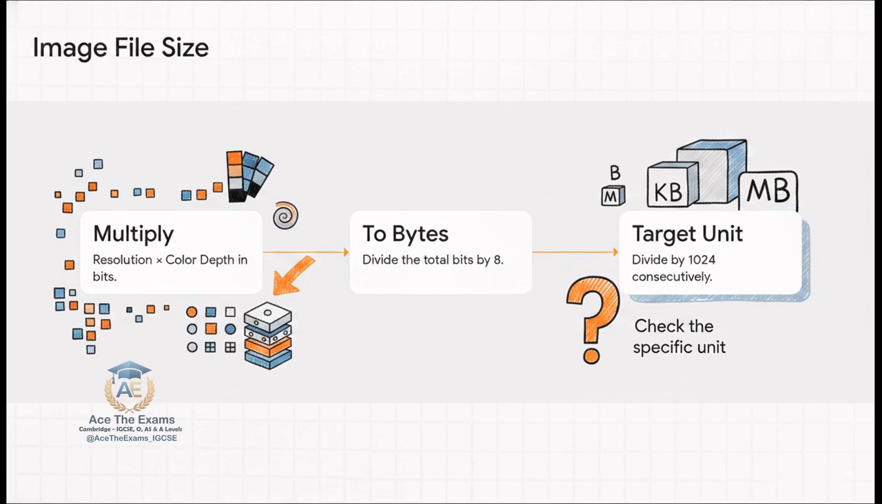Step 1. You take the image resolution, meaning the total number of pixels, say 1920 by 1080, and multiply it by the color depth in bits. This gives you the massive total file size in bits. But the examiner isn't going to let you stop there. They will usually ask for the answer in bytes or kibibytes or megabytes. So step 2, divide your total bits by 8 to convert them into bytes. Step 3, divide by 1024 to get kibibytes, and divide by 1024 again to get megabytes. Here is the ultimate trap. Always double-check the specific unit the command word in the question is asking for. If they ask for megabytes and you leave it in kibibytes, you lose the final mark.